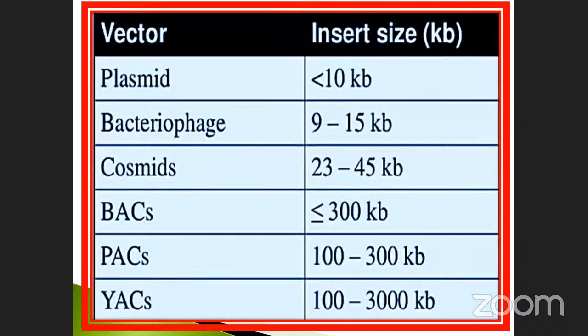How much size can be inserted? The vectors are plasmid, bacteriophage, cosmid, PAC, BAC and YAC. How much foreign DNA can be inserted? For plasmids, more than 10 kb. For bacteriophage, maximum 9 to 15 kb, just like 20 kb. In cosmids, 23 to 46 kb. PAC, up to 300 kb, and BACs also up to 300 kb. The YACs, just imagine, 100 to 3000 kb. Which one is the highest? Which one is the lowest? These two are very, very important, my dear.